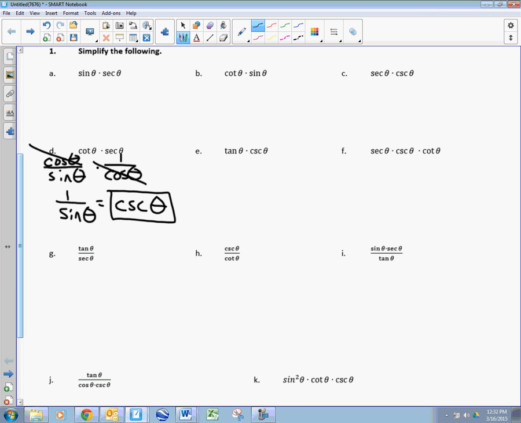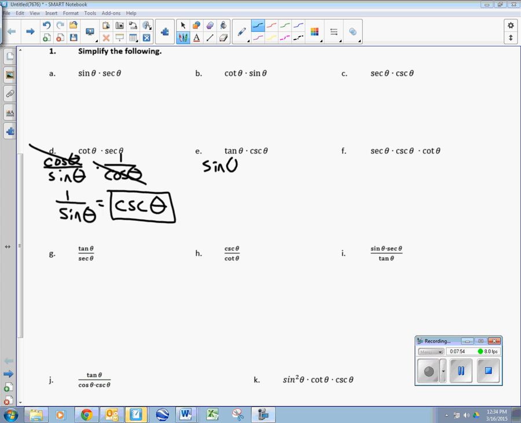You try E and F on your own. Give it a shot. Go. Okay, I'll write both these down. Sine of theta over cosine of theta times 1 over sine of theta. And you notice that the sines cancel. You're left with 1 over cosine. What is 1 over cosine? Secant.